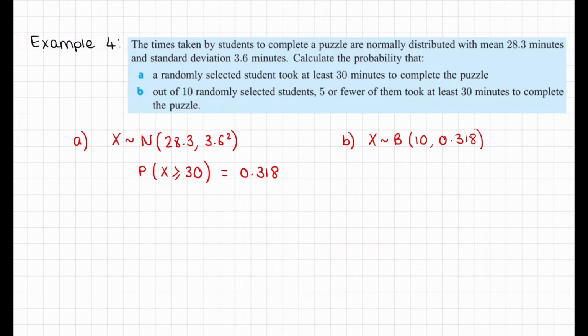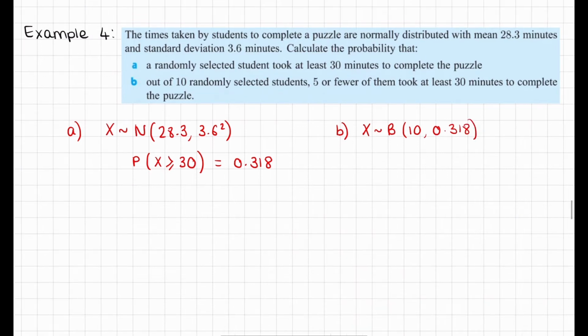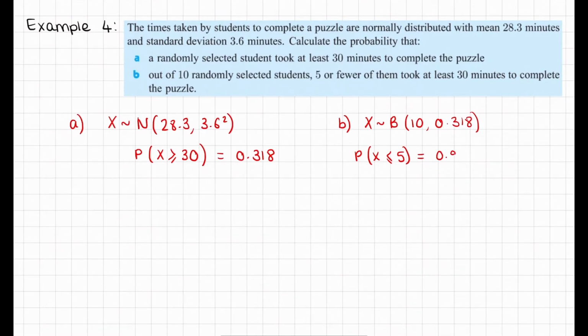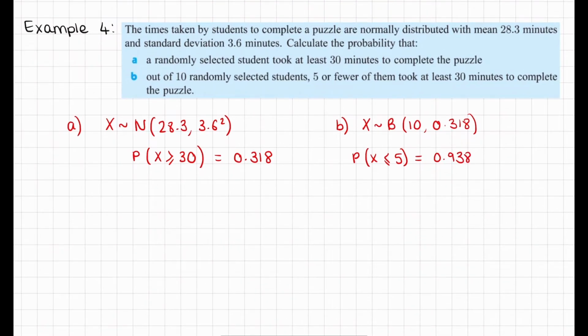Then we can use our binomial functions on the calculator to work out the probability that it is less than or equal to 5. And using the binomial for that, we will get 0.938. If you're not sure how to do that in the calculator, go to my binomial video and I show you how to do it in there.